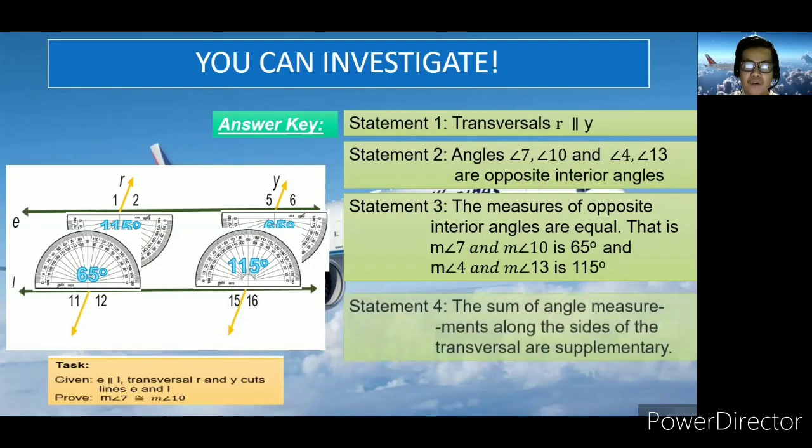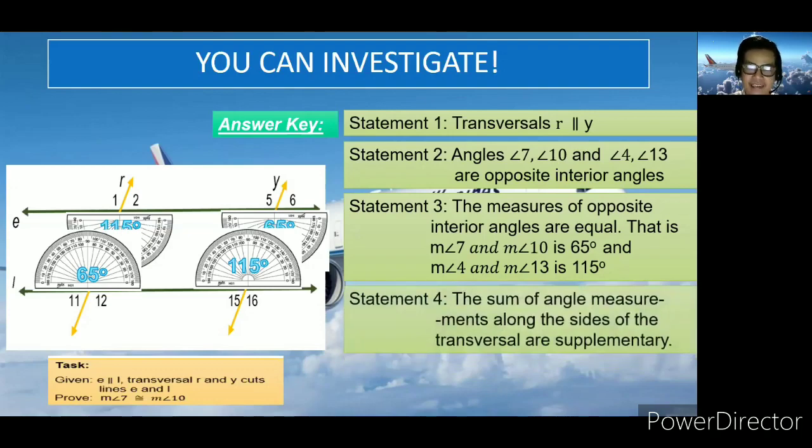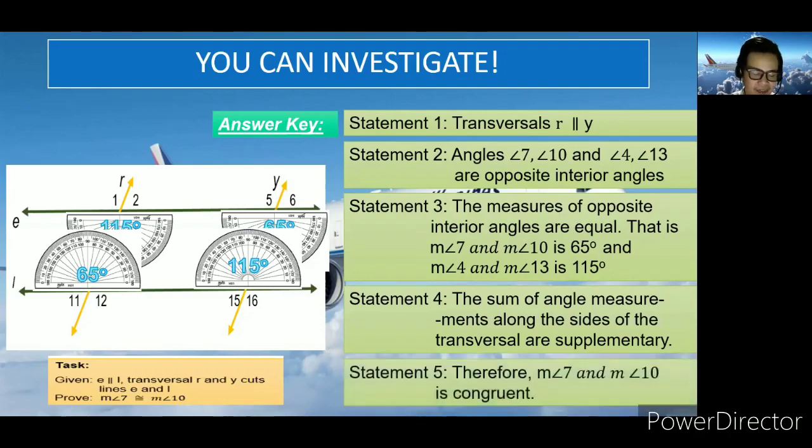Okay, now for our statement number 4, we can say that the sum of angle measurements along the sides of the transversal are supplementary. So in this case, 115 plus 65 is 180 degrees for both sides. And that makes it a supplementary angle. So therefore, in your conclusion, the measure of angle 7 and the measure of angle 10 is really congruent. Yes, you got it right.